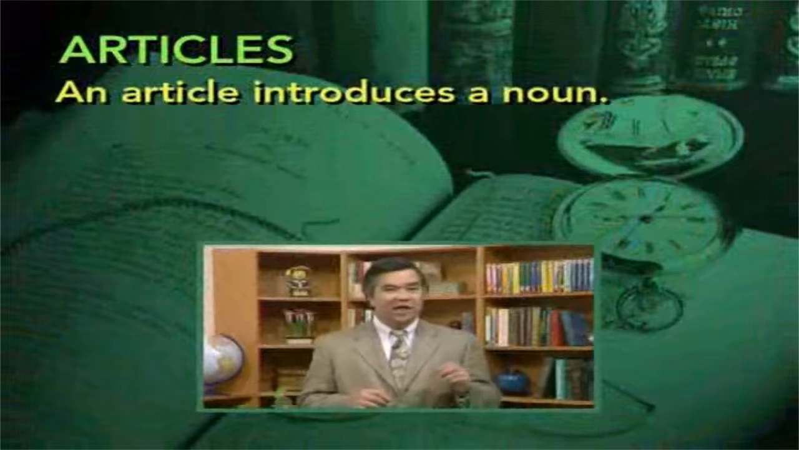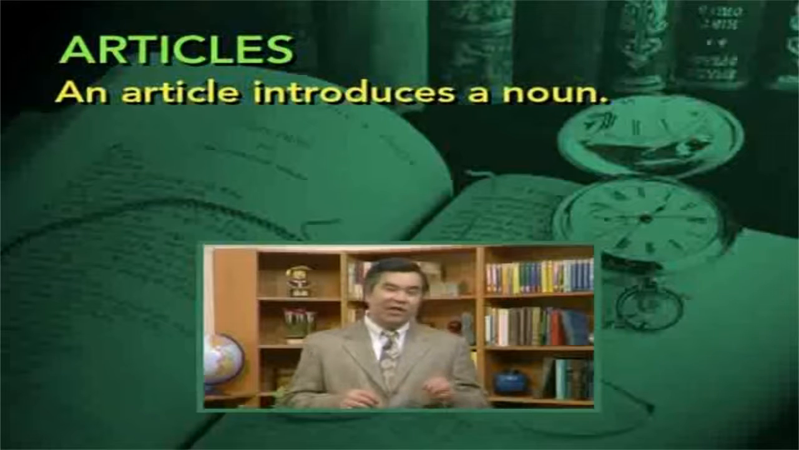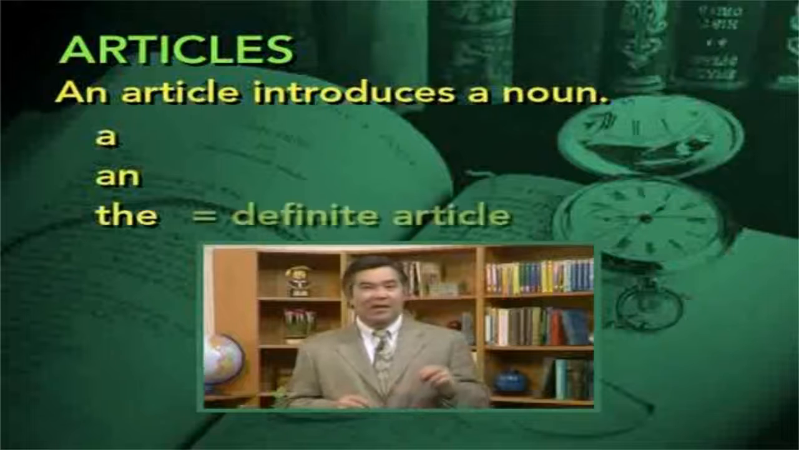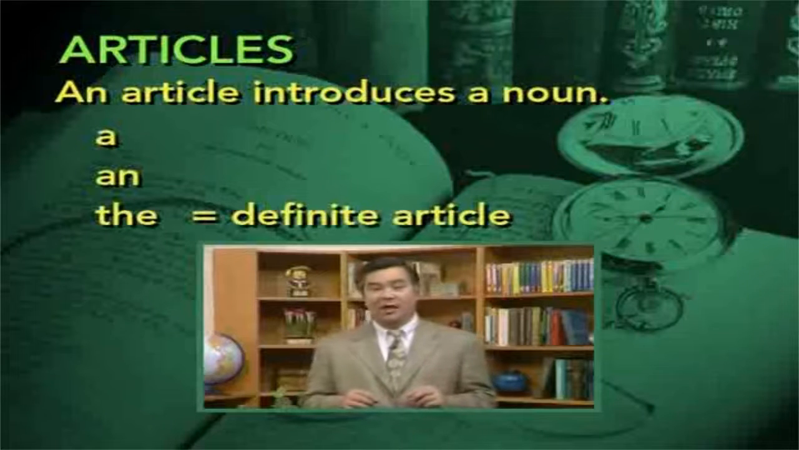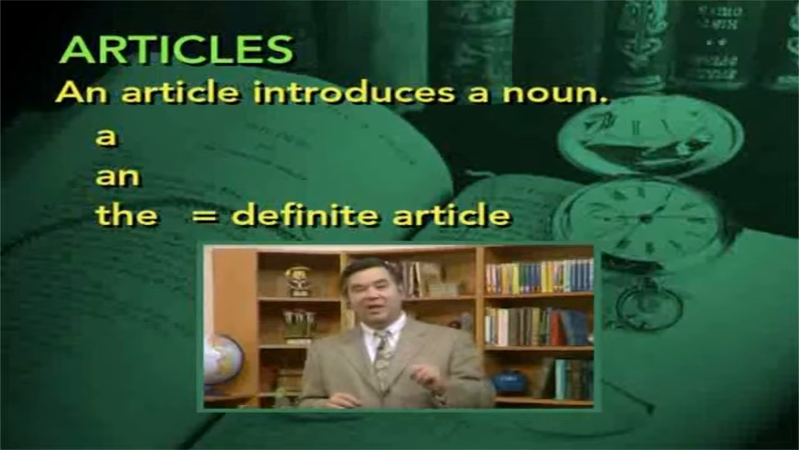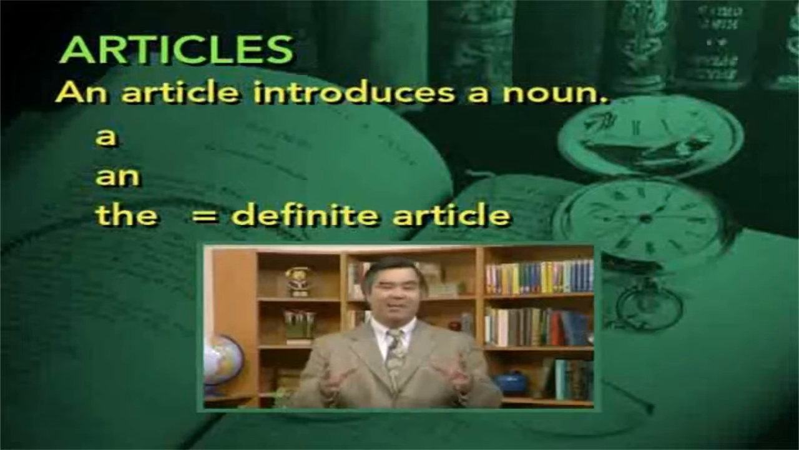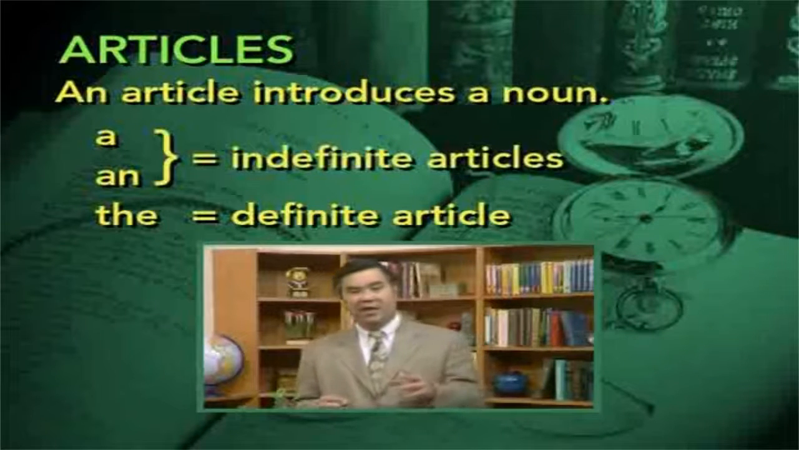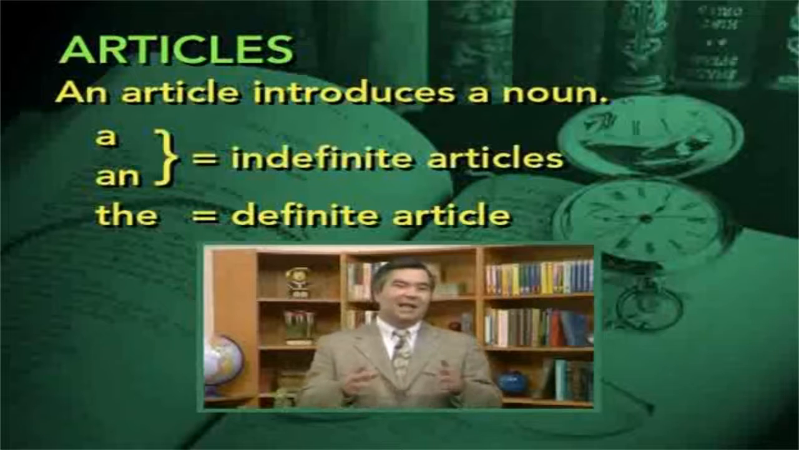One particular type of adjective is important enough to be considered a separate part of speech, and these are articles. An article introduces a noun, and in English there are just three articles: a, an, and the. The is called the definite article because when it's used, it states that the noun that follows is one specific noun as opposed to any example from the category. A and an are indefinite articles because when they are used, they are referring to any example from within the category.